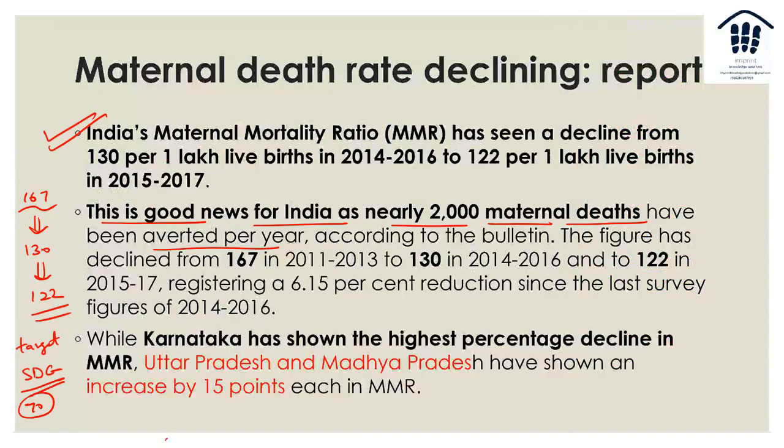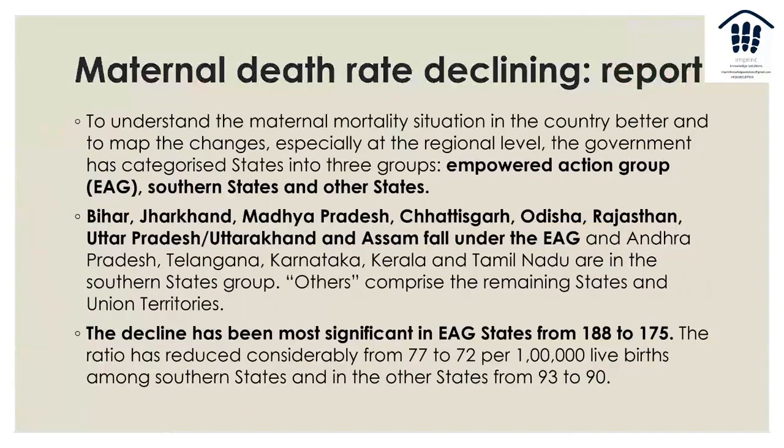So Karnataka has shown the highest percentage decline, right, in MMR. But sadly, Uttar Pradesh and Madhya Pradesh have shown an increase. So that tells you we have no domestic convergence. Different states are still having very different priorities. Then why and how has the government been trying to handle it? So what do I do?